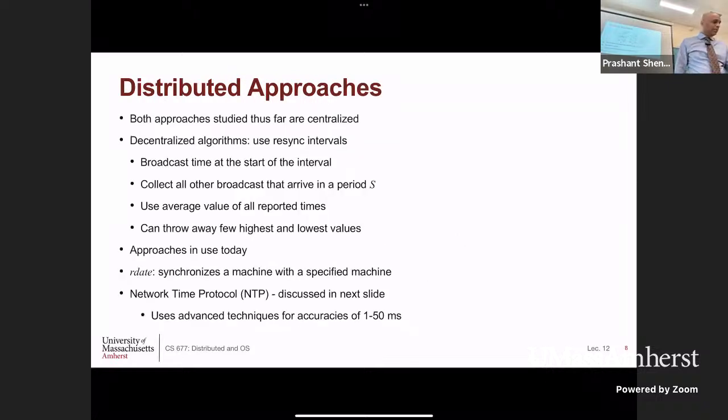That's the Berkeley algorithm. And there are many more. There are dozens and dozens of clock synchronization algorithms, but we looked at the two basic ones. I'll talk about one more.